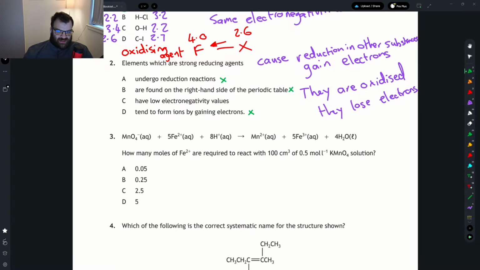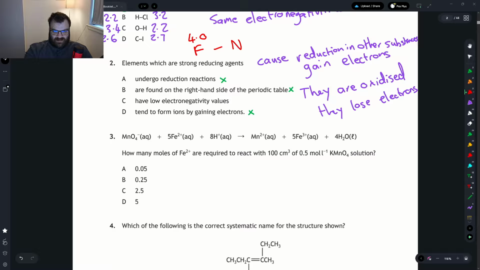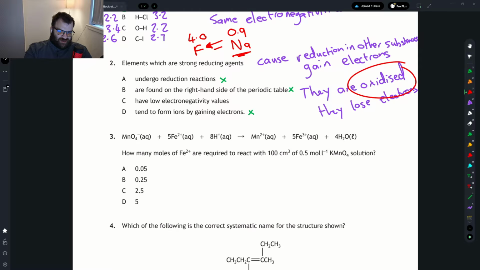If they had a low electronegativity value, let's just use fluorine still. Let's go for something like sodium, which is 0.9. I had to check it. Just like to say, I did get that off the top of my head. I'm quite proud of myself. What's going to happen then? If we focus from sodium's point of view, sodium is helping the fluorine to gain electrons. Sodium is going to be oxidized by causing reduction in the fluorine. And that is going to be the correct answer of C for number 2.